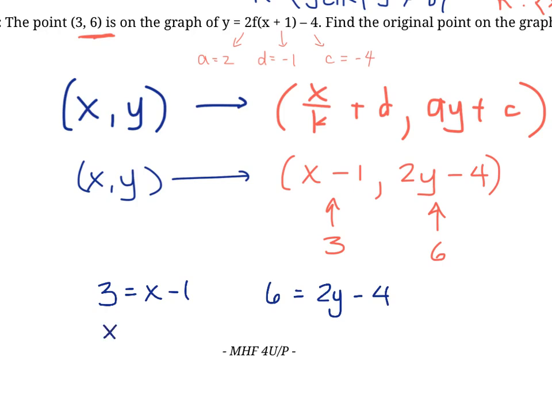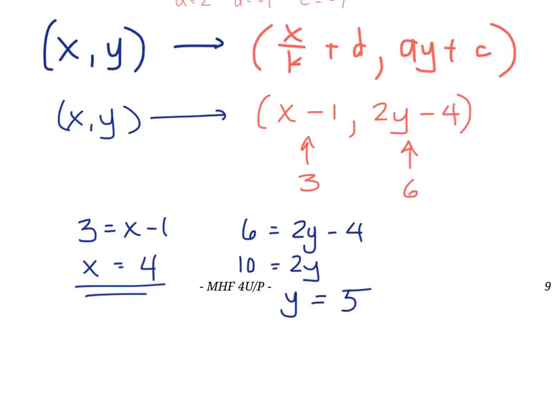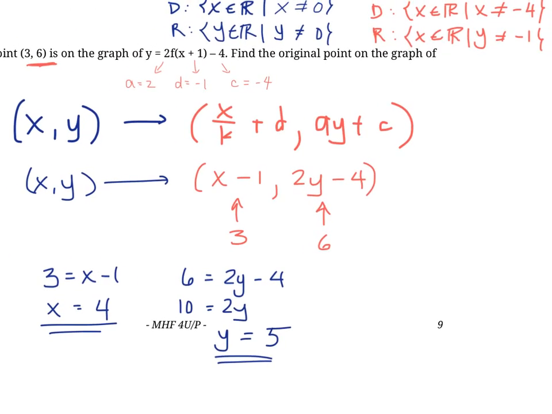So just solving this equation, x is just going to equal 4, right? And y, if we do a little bit of rearrangement here, we can bring this over, 10 equals 2y. That means y has to equal 5. So our x part of the coordinate is that, our y part is that. So therefore our final point, or our original point I should say, is just (4, 5). There we go, and that's the point that got transformed to (3, 6).